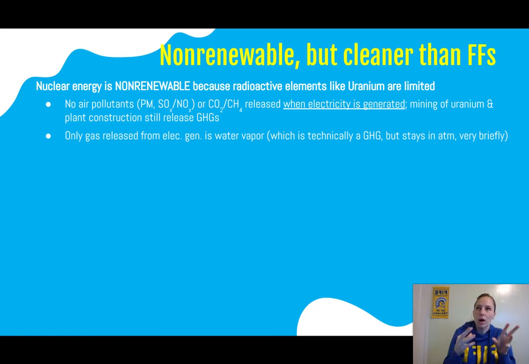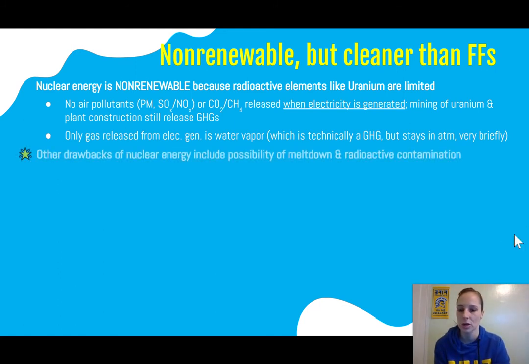water vapor. Now, water vapor technically is a greenhouse gas because it can absorb heat, but it stays in the atmosphere very briefly. It's going to cycle. The amount of water vapor that's being held in the atmosphere is based on the local temperatures. So it's technically a greenhouse gas, but we definitely don't consider it as serious as the carbon dioxide or the methane that we're typically concerned about with these fuel methods.